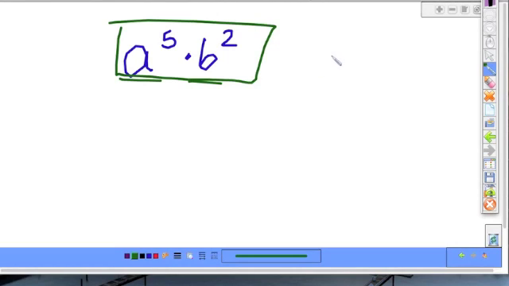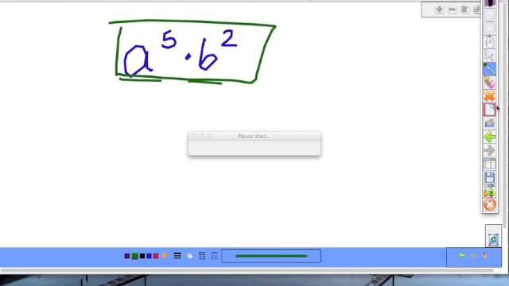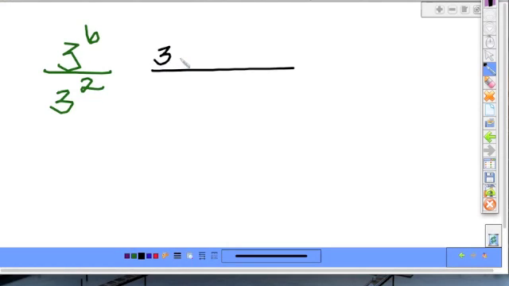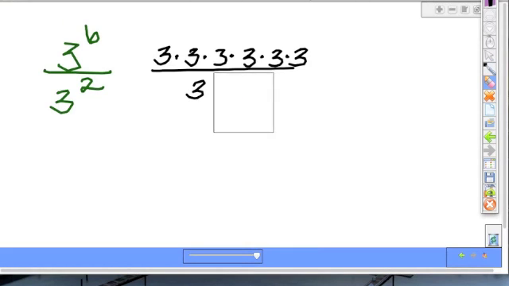All right. Now, what if we were dividing? What if we had 3 to the 6th over 3 to the 2nd? Now, my bases are the same. So let me draw this out just to help some of you who are more visual. I'm going to need to make 6 threes: 1, 2, 3, 4, 5, 6. And now I need to make 2 threes: 1, 2. Oh, my pen dragged a little bit there. Let me clean that up.